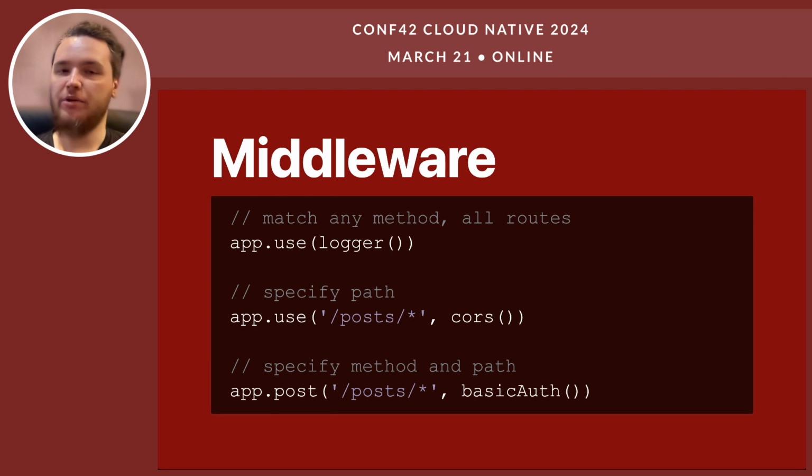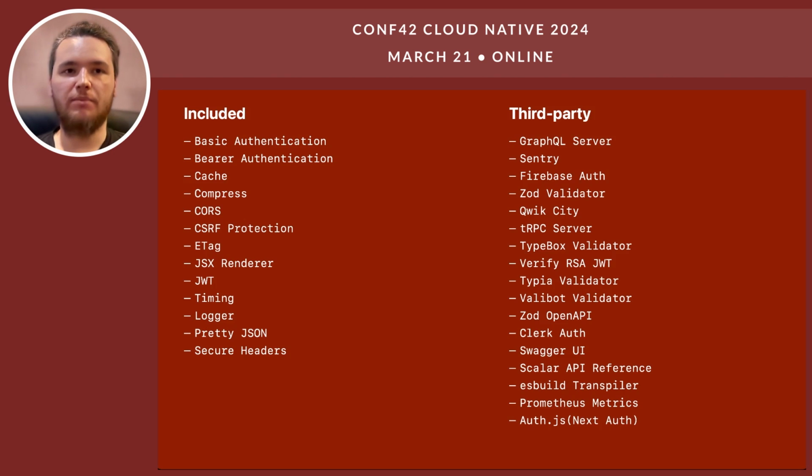Middleware is very easy to develop with Hono, and you get a lot out of the box. Here is a huge list. The included middleware is everything you want to do with authentication, caching, CORS headers, logging, and so on. And there's a lot of third-party middleware as well, like Sentry error integrations, Zod validation, OpenAPI, and stuff like that. Pretty much everything you would need has already been developed, and you can use it today.